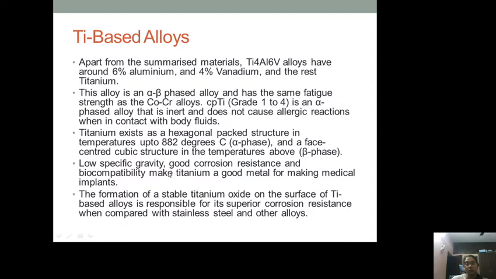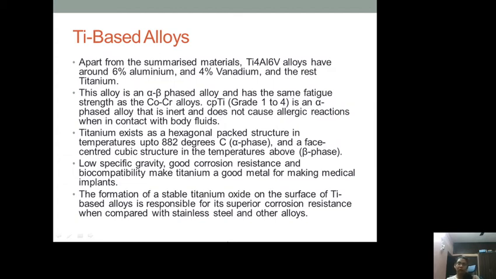Now, titanium has got two phases. It has an alpha phase and a beta phase, and this is especially seen in pure titanium. The alpha phase is when titanium is treated at temperatures below 882 degrees centigrade, and then it exhibits a hexagonal close-packed structure when you visualize it through an electron microscope. Whereas if you heat it above 882 degrees centigrade, then the internal structure of the metal becomes face-centered cubic, and that is when the titanium is said to be in its beta phase.